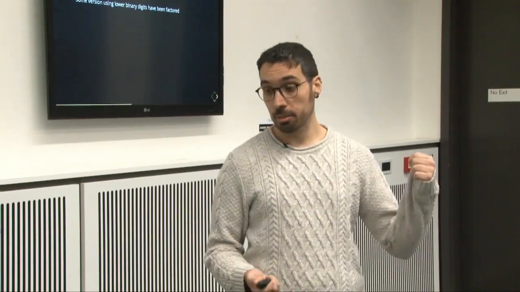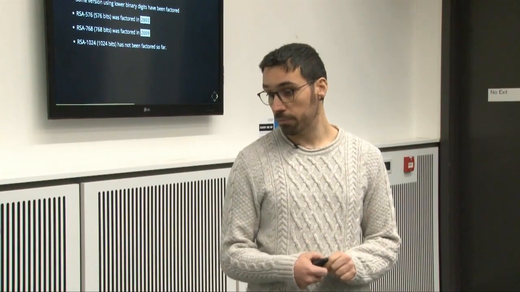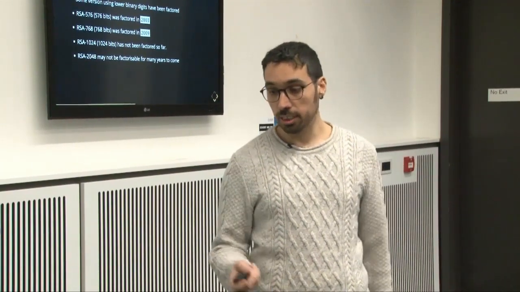Why do we choose 4096? Because some versions of RSA have been broken in past years. For example, 576 bits in 2003, 768 in 2009. The 1024 has not been factored yet, as far as we know, but this might happen soon. Now the standard is 2048, so if you want to create a key, use at least 2048. We just chose 4096 because it's better. It's double the size.